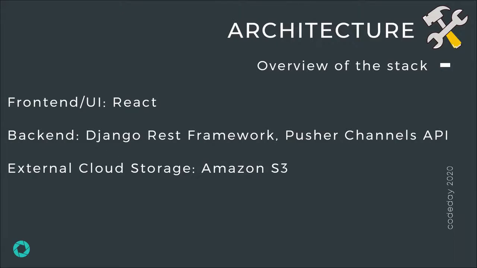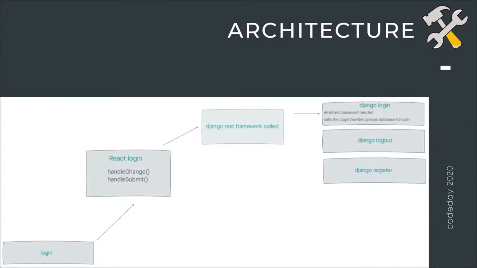So this is an overview of our tech stack. For our front end and user interface, we used React. For our back end, we used the Django REST framework, as well as the Pusher Channels API for real-time comments. For our external cloud storage for our photos, we use Amazon Simple Storage Service, or Amazon S3. This diagram represents what happens when a user logs into our website.